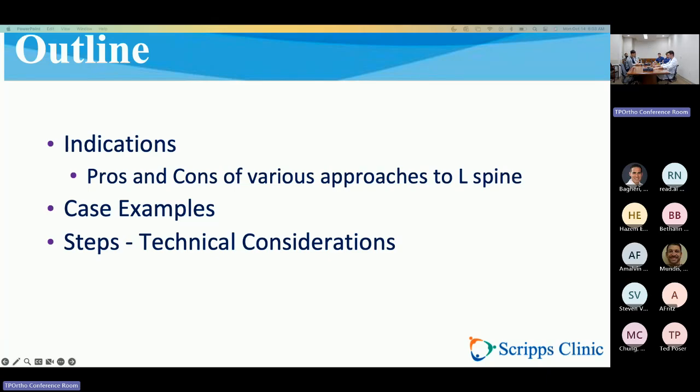I'll do some case examples. We'll go through some technical considerations with the actual steps. And then the one bullet that's not on there is some updates for 2024.